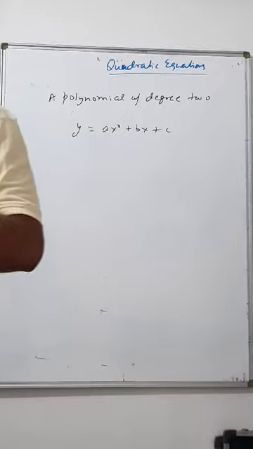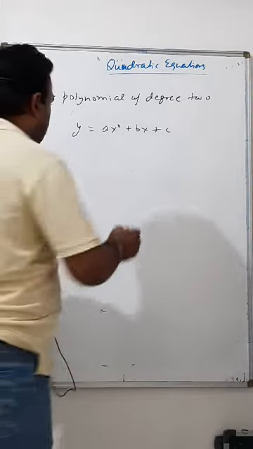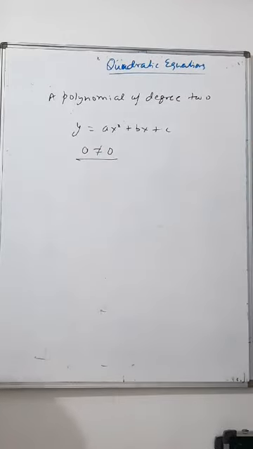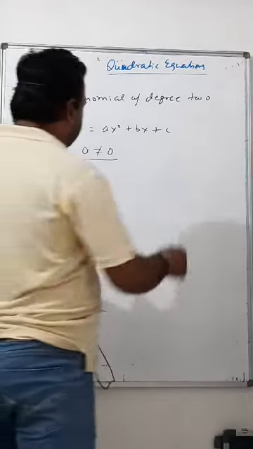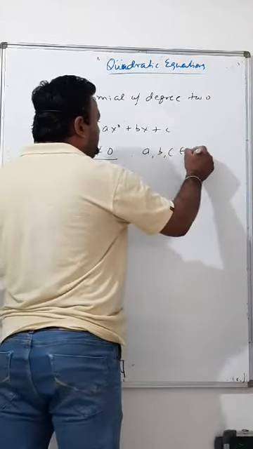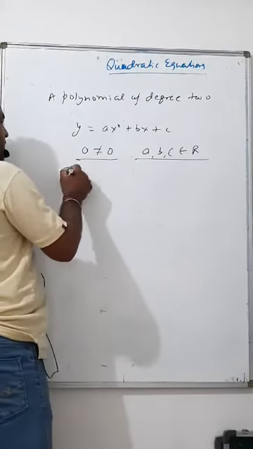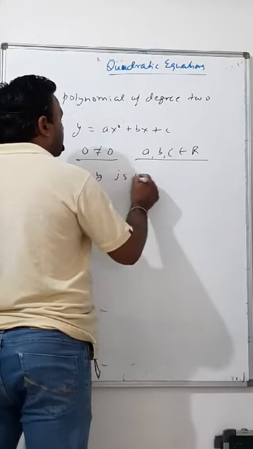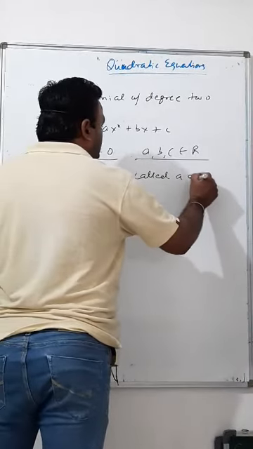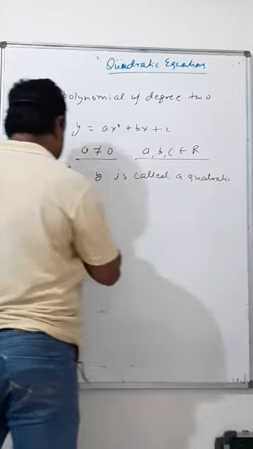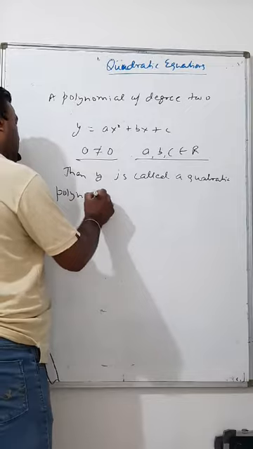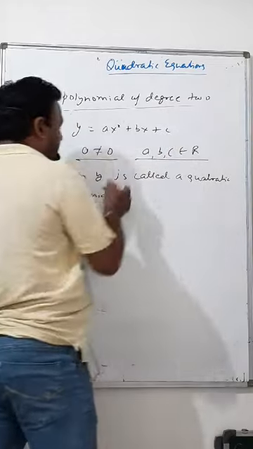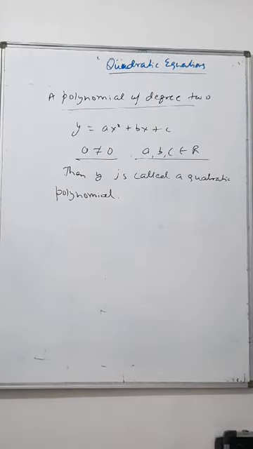It's a polynomial of degree 2 where a is not equal to 0 and all these a, b, c belong to real numbers, then y is equal to f(x), or I simply say y is called a quadratic polynomial, right? Polynomial of degree 2, right? This is called quadratic polynomial.